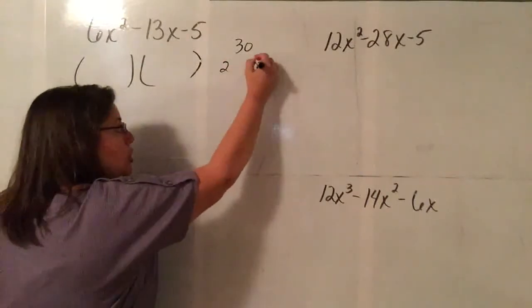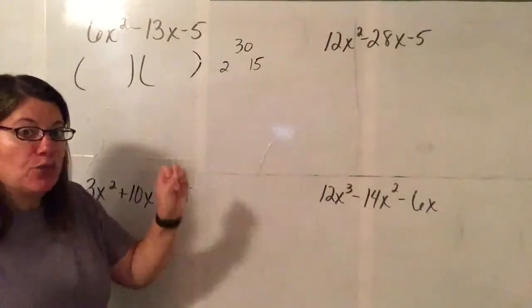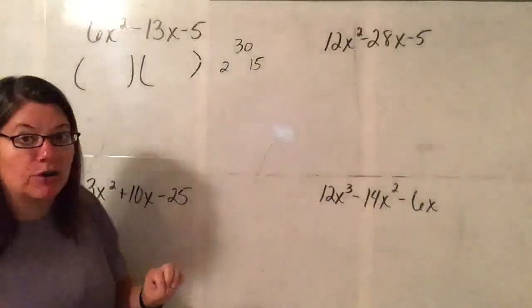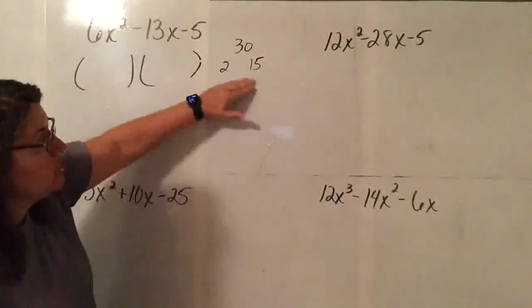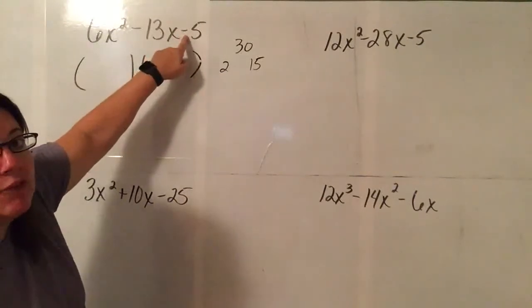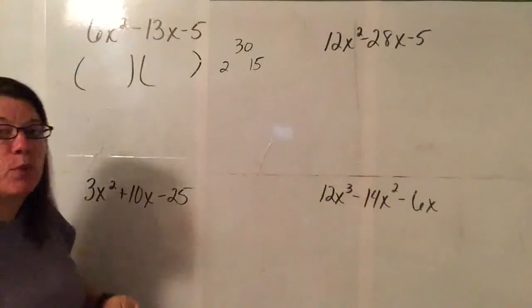Hopefully you're saying 2 and 15. Some of you might have said 3 and 10. Think about that. 3 and 10 add to give 13. I have a lot of students get that wrong just because they're adding instead of subtracting. So pay attention to the numbers here. Pay attention to the sign, the operation that you have to use. 15 minus 2 is 13. So those are the 2 numbers we want to use.